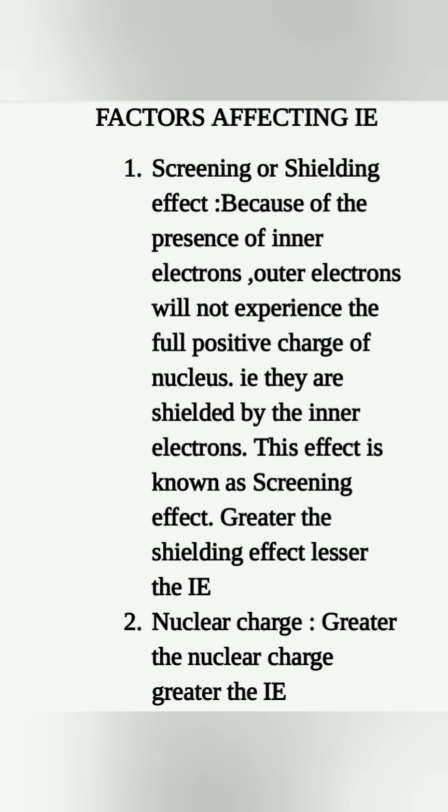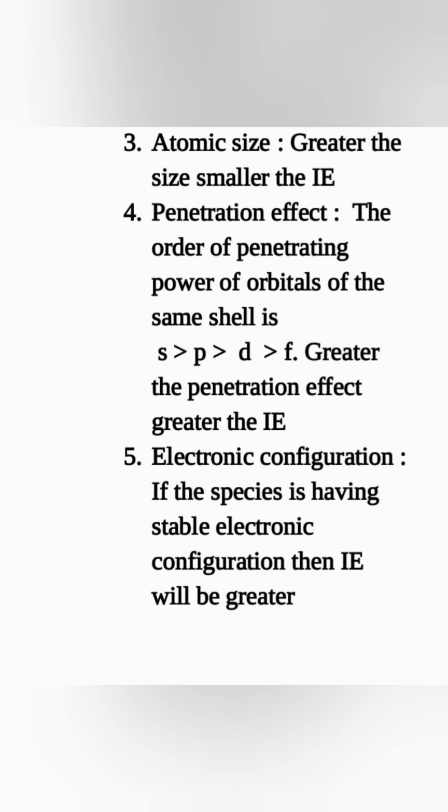Second factor is nuclear charge. Greater the nuclear charge, greater is the ionization enthalpy. The third factor is atomic size. As the size of the atom increases, the magnitude of ionization enthalpy is less. That means less amount of energy is required to remove the electron.